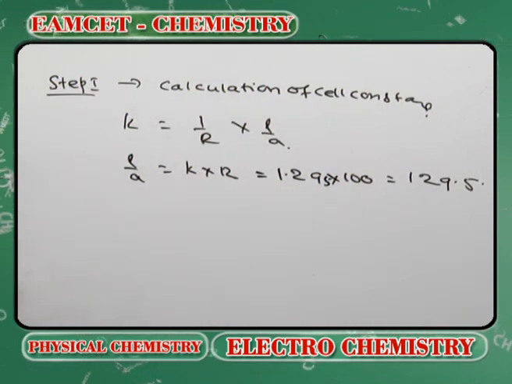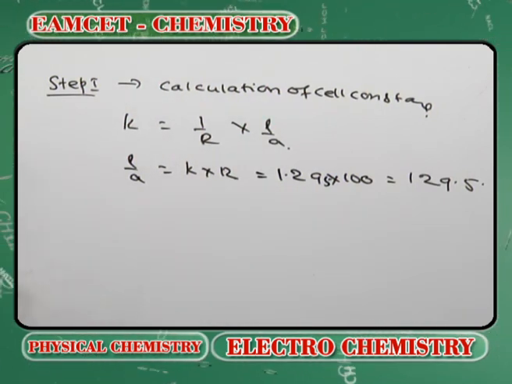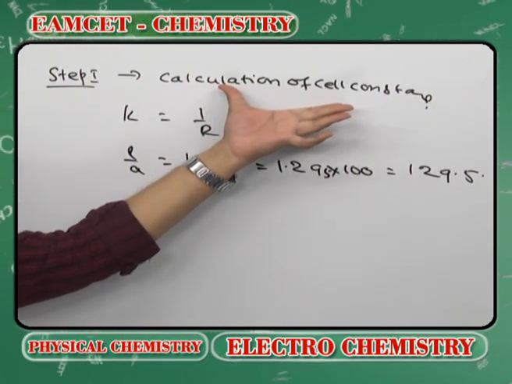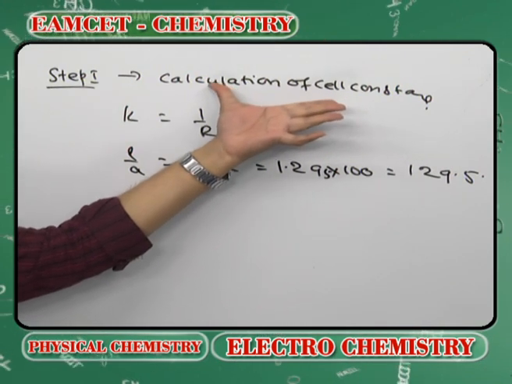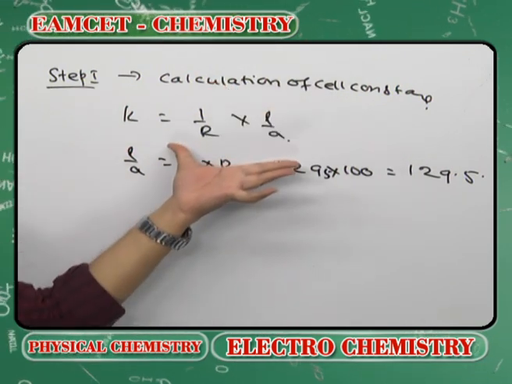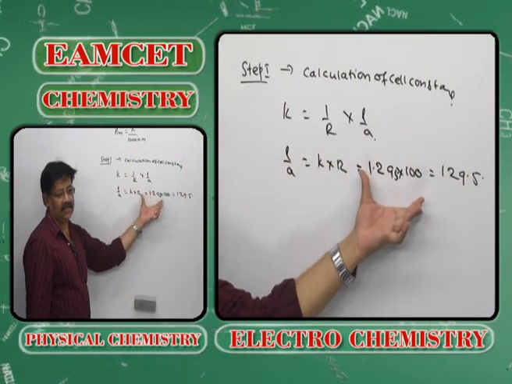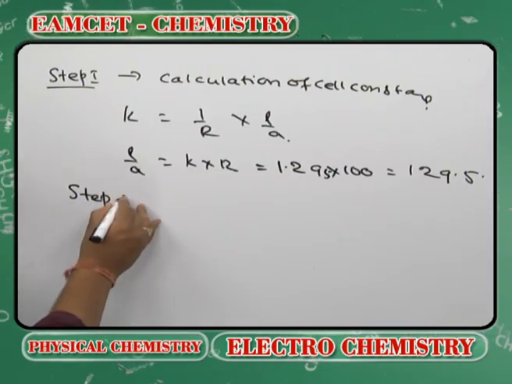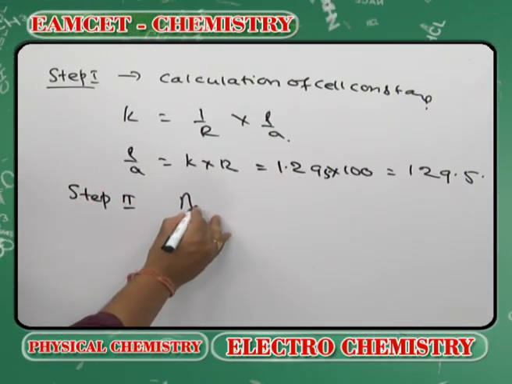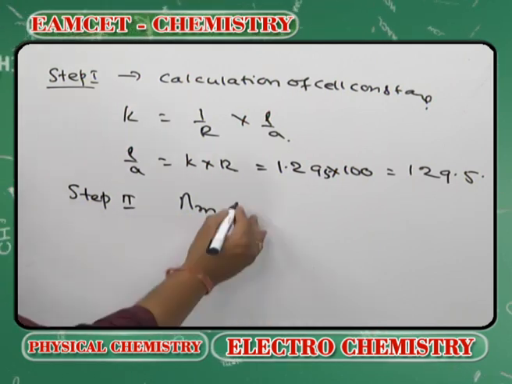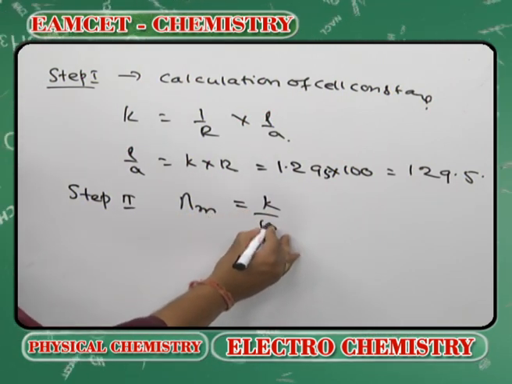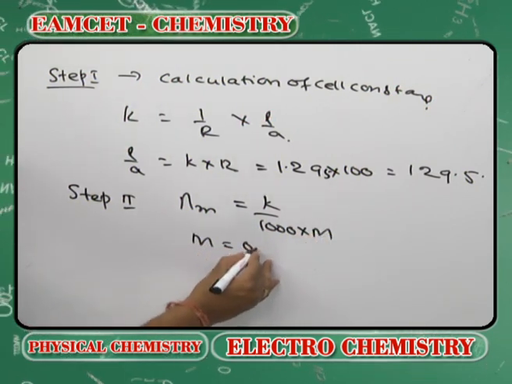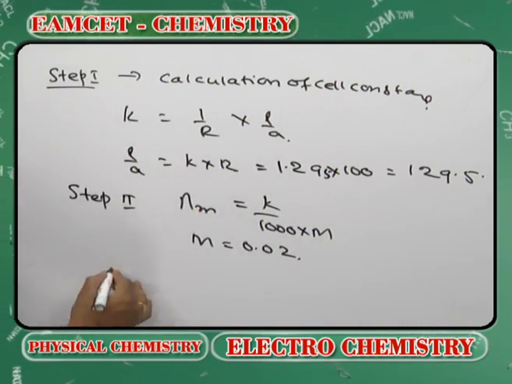So how can we use the information given in the first part of the problem? It can be used to calculate the cell constant, because in step 2, lambda m is equal to K by 1000 into m. Here molarity is equal to 0.02. What is to be found out?